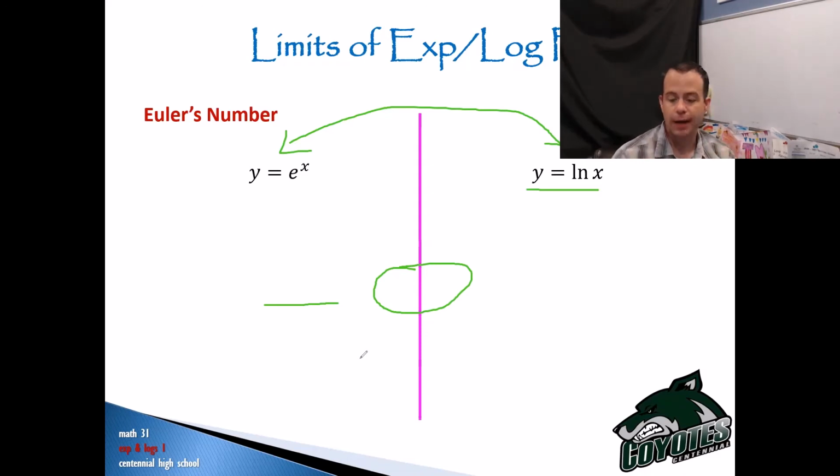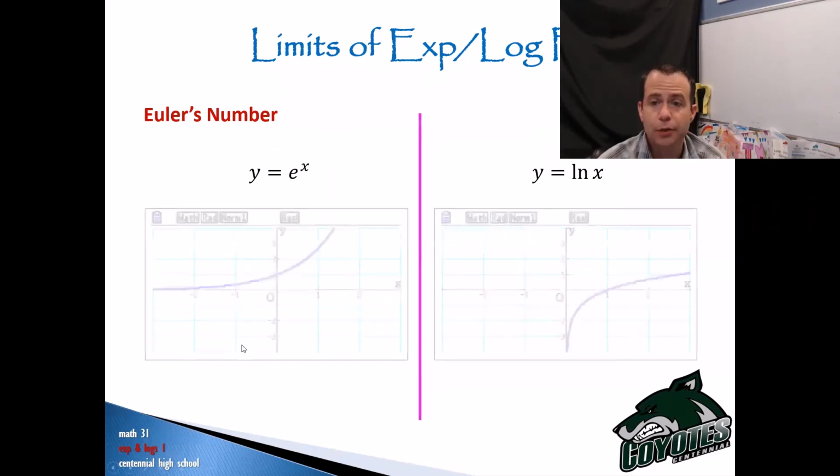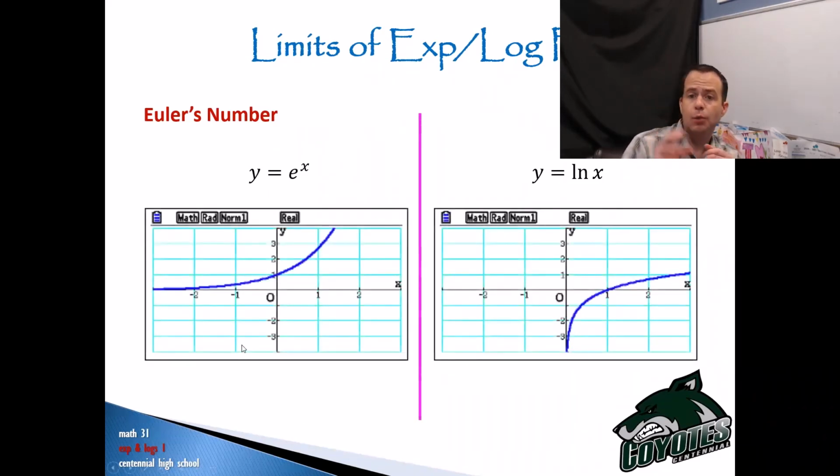Then when you look at the graph, I'll get my ink turned off here. When you look at the graph of both of these again, y equals e to the x and y equals ln x, you can see that these are in fact inverses of each other. These are reflections, diagonal reflections against the line y equals x.